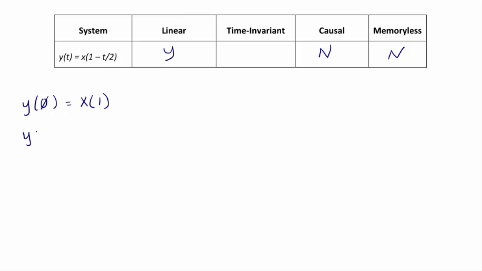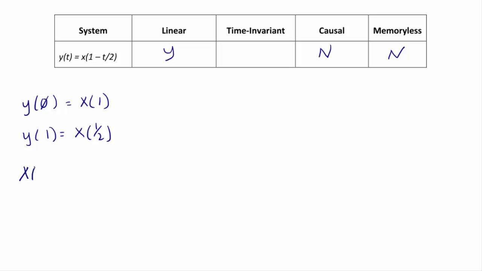Although, if you wanted it at, let's say, y of 1, then this would be x of 1/2. So since depending upon what the output is, you either have a past, present, or future value, it's not memoryless and it's not causal. Now how about if we check for time invariant?